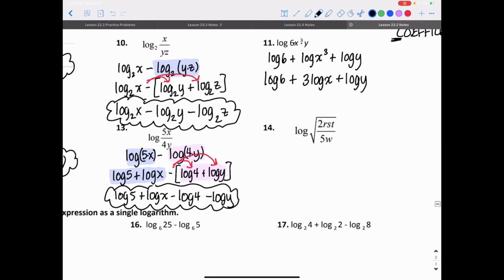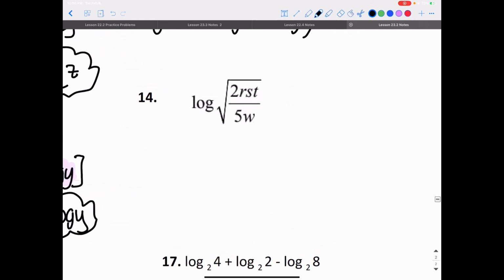Number 14, I have log of the square root of 2rst over 5w. Oh my gosh. First thing I want to do, there is an exponent here for everything, and I'm going to rewrite this so I can see what that is more clearly.